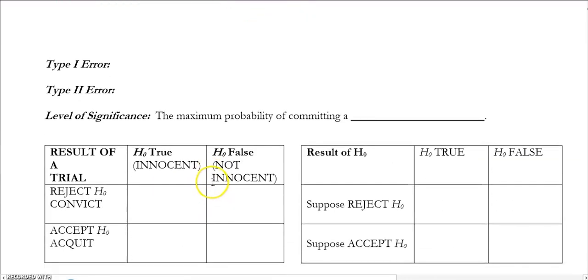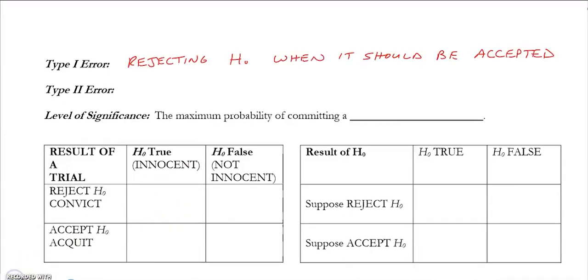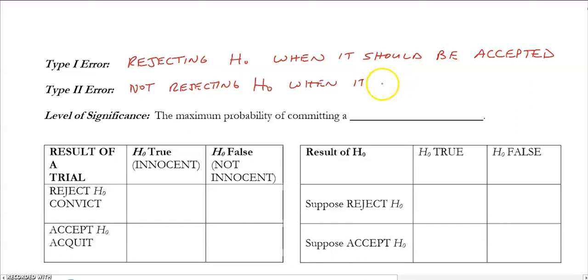Now, when it comes to dealing with hypothesis testing, there's two types of errors that we can make. And they are, type 1 error is rejecting H0, the null hypothesis, when it should be accepted. And the flip side is not rejecting H0 when it should be rejected.